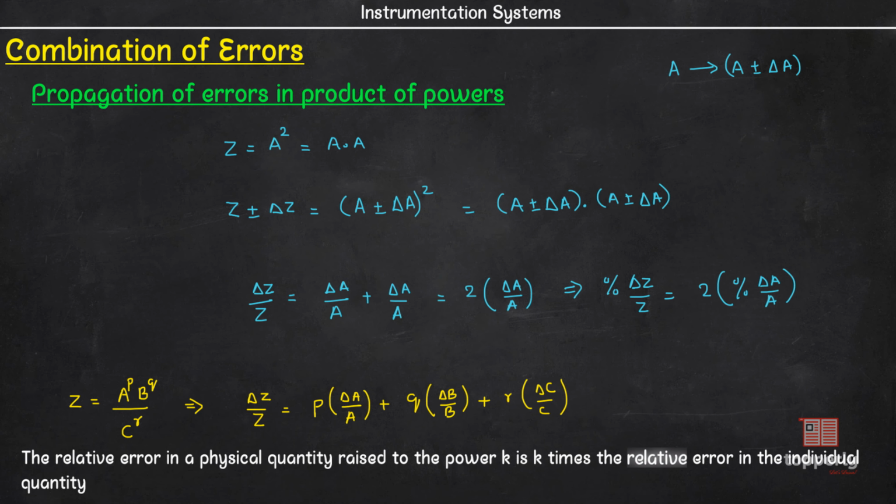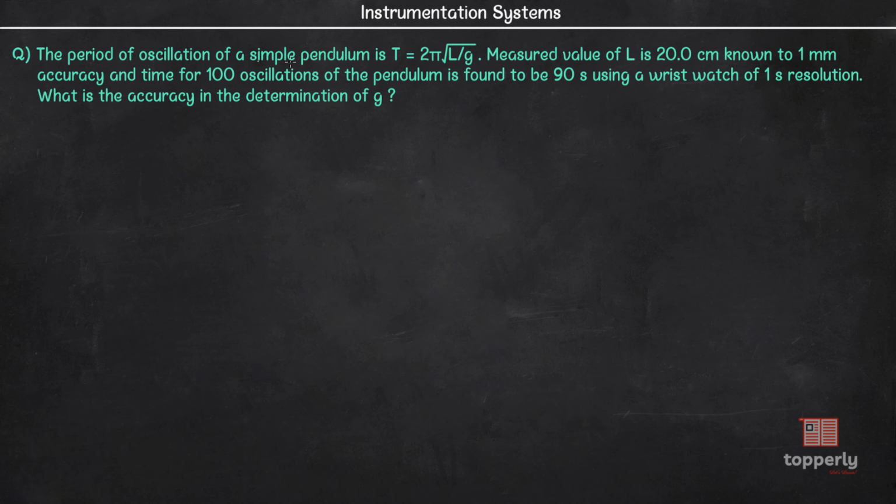Let us also see an example. The period of oscillation of a simple pendulum is T equal to 2 pi root of L by g. The measured value of L is 20 cm, known to 1 mm accuracy. Therefore, we can write L is equal to 20 plus or minus 0.1 centimeter, because the accuracy is 1 mm and 1 mm is 0.1 centimeter.